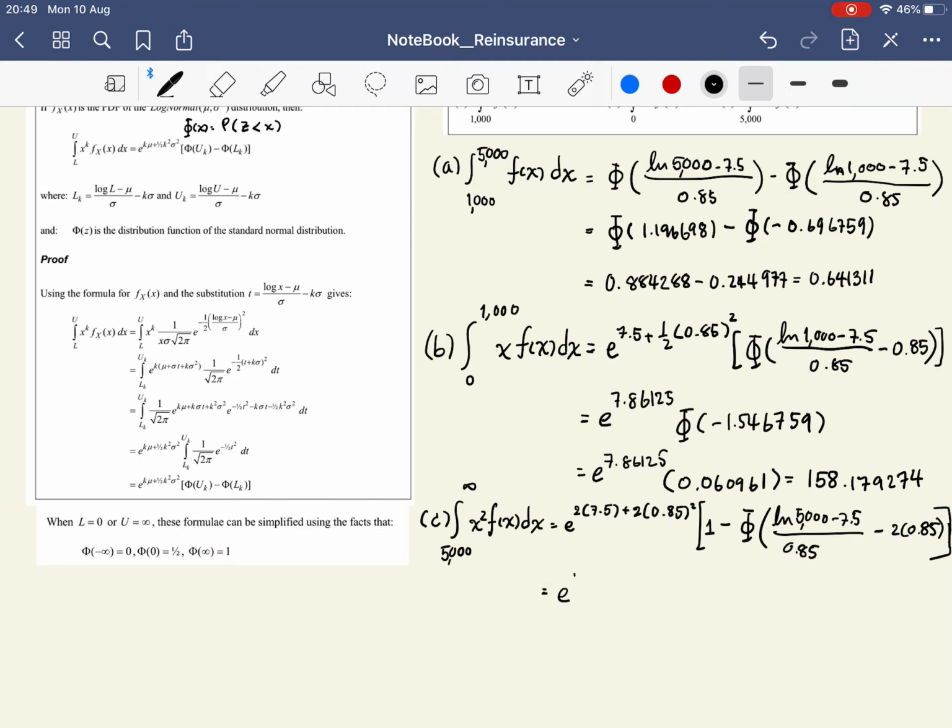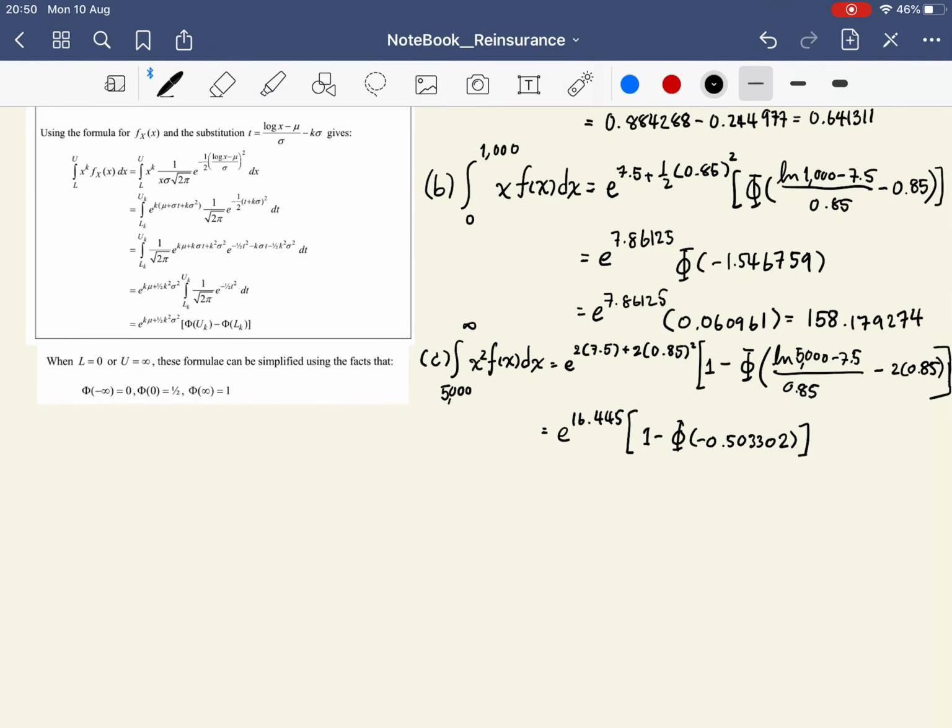We have e to the power of 16.445 multiplied by 1 take away Phi of negative 0.5, or 0.3085 here.